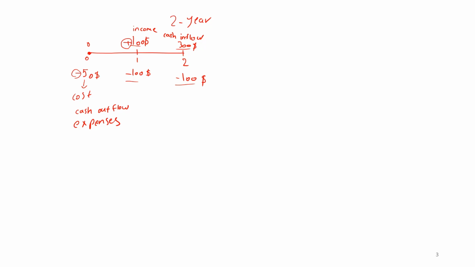Now we want to calculate NPV or net present value for this project. In order to calculate NPV, first we need to calculate discounted benefits and discounted costs. So first, discounted benefits. So how can we calculate discounted benefits? In order to calculate discounted benefits or discounted costs, we need to use this formula: A over (1 plus R) to the power of N.